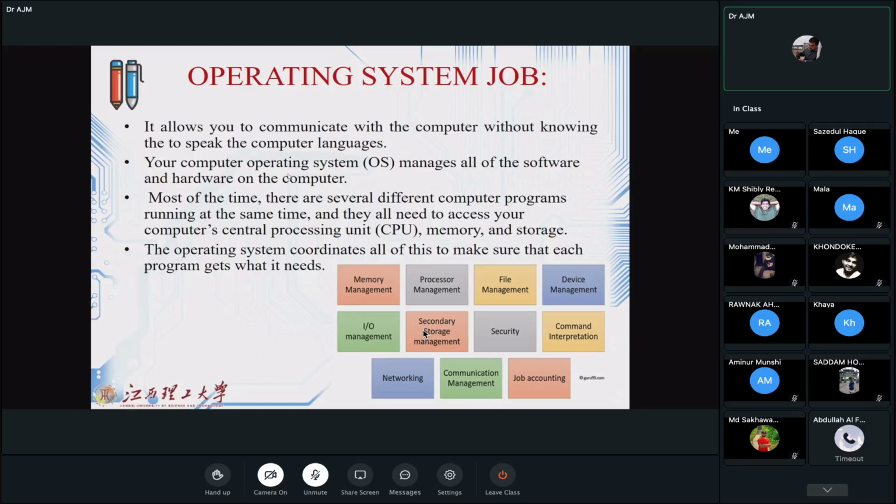And most of the time, there are several different computer programs that are running at the same time. Suppose you are running MATLAB on your computer, you play the music, you open the Word file, and all of them are running. And the OS, in my point of view, becomes something like the foundation for your system, for your CPU, so that everything can be built based on that.